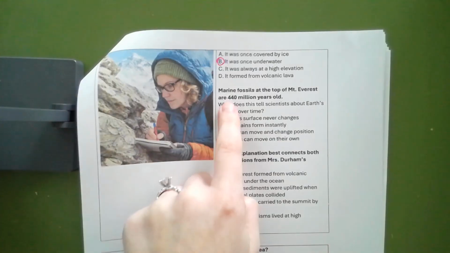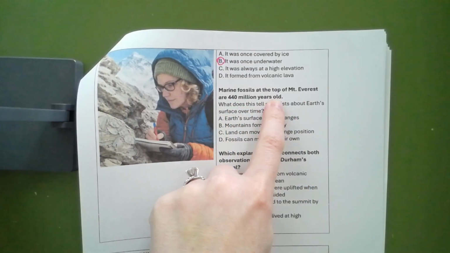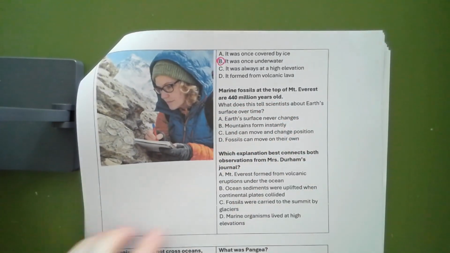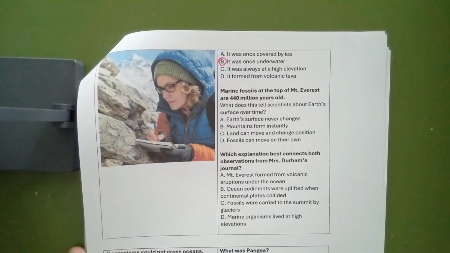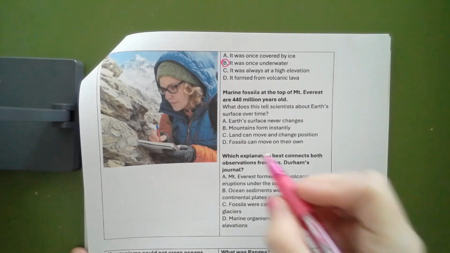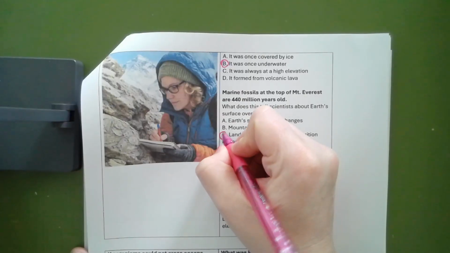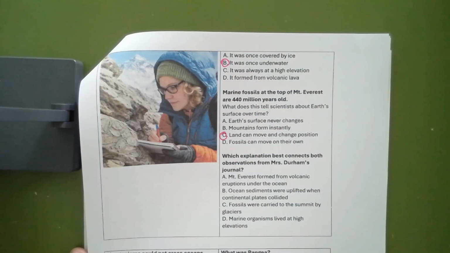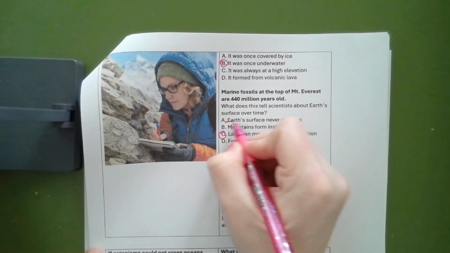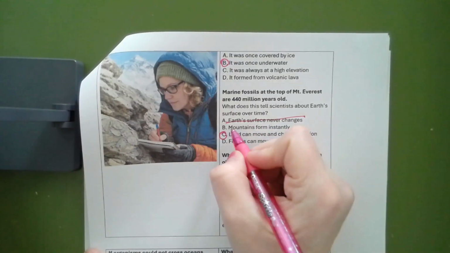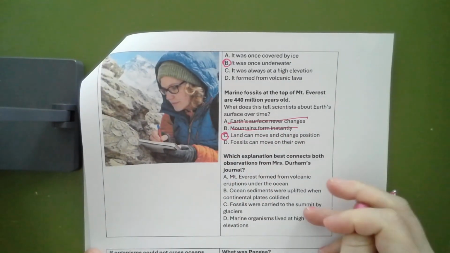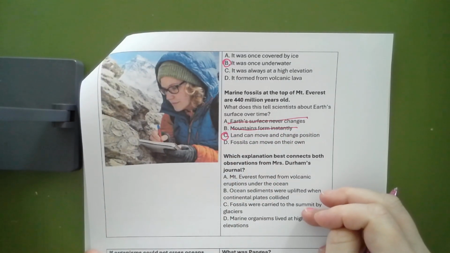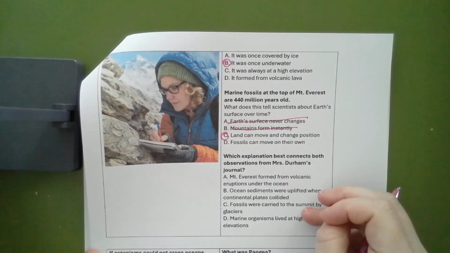All right. Marine fossils at the top of Mount Everest are 440 million years old. What does that tell scientists about the Earth's surface over time? C. Land can move and change position. Earth's surface never changes. We know that is a lie. Mountains form instantly. That's not true. We know that it's a slow process. Fossils can move on their own. Yeah, sure, if you're a Pokemon, maybe.